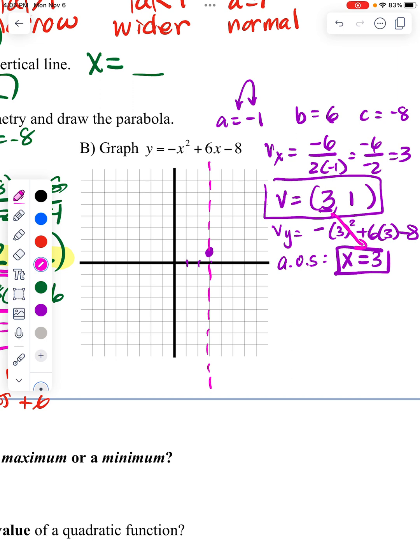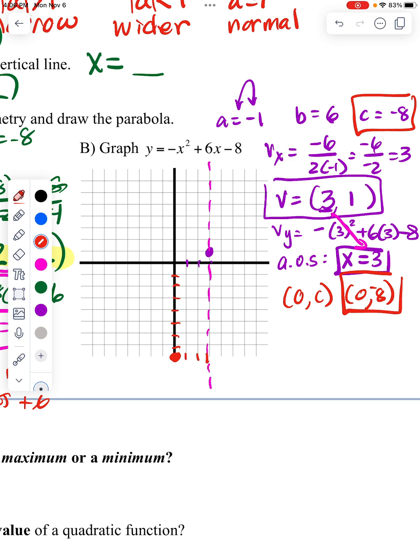Okay, then y-intercept. Y-intercept, super easy peasy. I'm plugging in zeros, but it's always 0, c in standard form. So since my c value is -8, my y-intercept is at 0, -8, going down 1, 2, 3, 4, 5, 6, 7, 8. And then I'm going to find its partner. So since that's 1, 2, 3 to the left of the axis, I go 1, 2, 3 to the right and draw its partner right across, or its reflection.